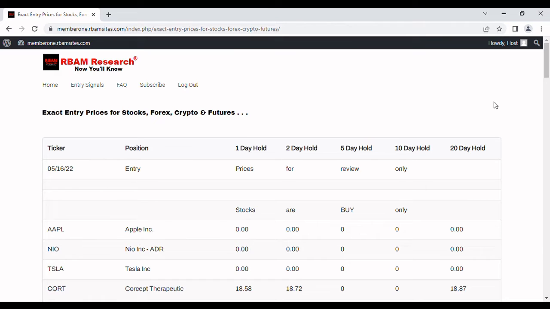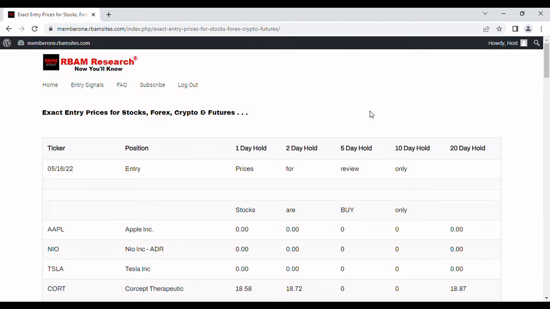These entry prices that you're looking at on your screen are available Monday through Friday before 7 a.m. And as you can see, they have holding periods here of 1 day, 2 days, 5 days, 10 days, and 20 days. Now, those holding periods are not applicable for every instrument. As you can see, they're blank here for the stocks in the 5 and the 10-day hold period. But for most of the instruments, you can get a 1 through 20-day hold period.